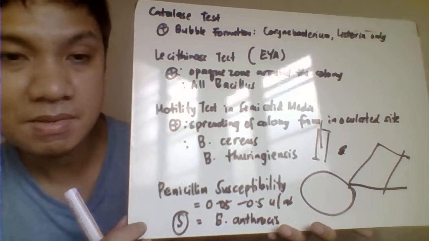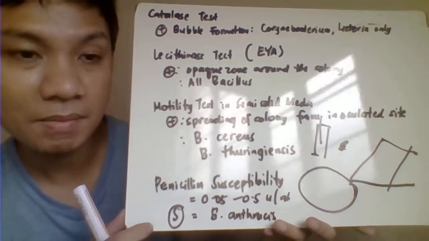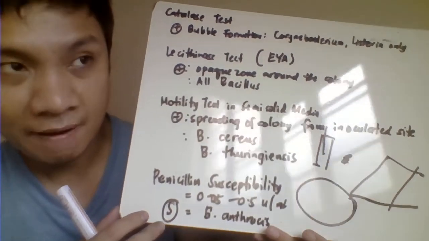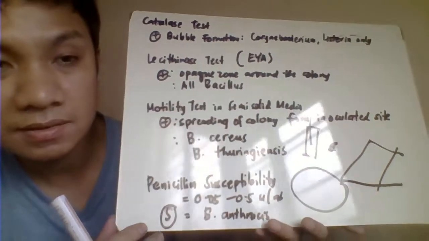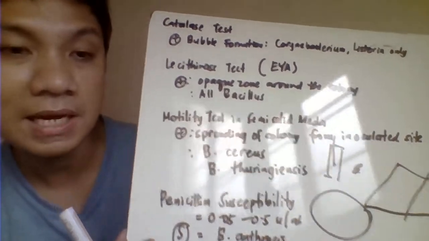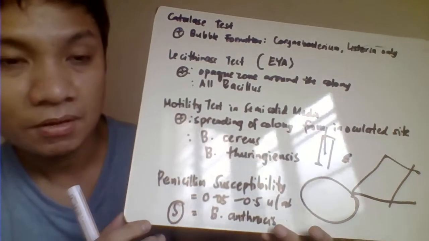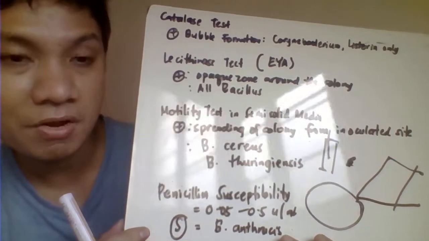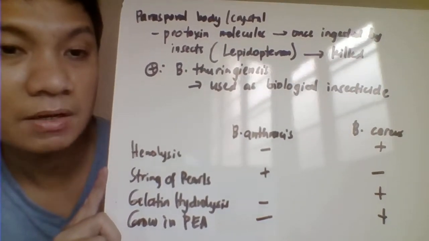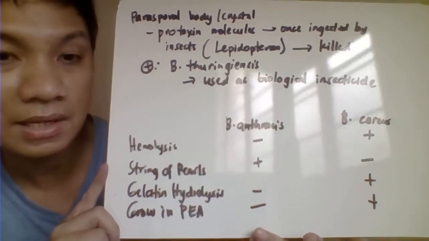Then penicillin susceptibility will identify Bacillus anthracis. That one is susceptible, affected by penicillin. Penicillin is effective for Bacillus anthracis. All the rest are resistant to penicillin. Another one is the parasporal body, or parasporal crystal, which could only be found in Bacillus thuringiensis.